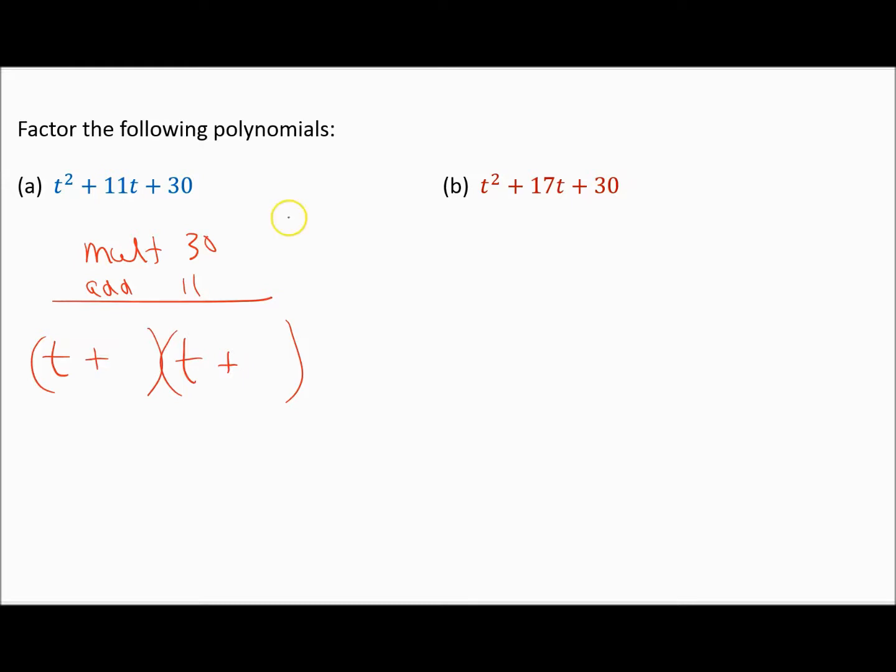And what are numbers that multiply to be 30 and add to be 11? Now you could go down the list, like 1 times 30, but that adds to be 31, or 2 times 15, that adds to be 17, or 3 times 10, that adds to be 13, right? What else? How about 5 times 6? Aha! That works, right? That multiplies to be 30 and adds to be 11. So it's going to be t plus 5 times t plus 6.